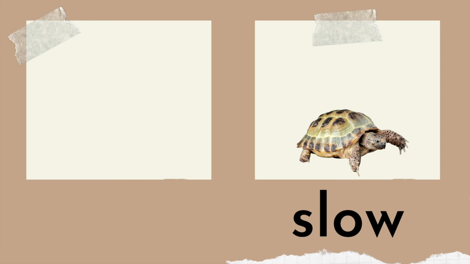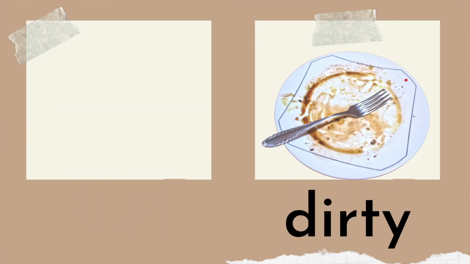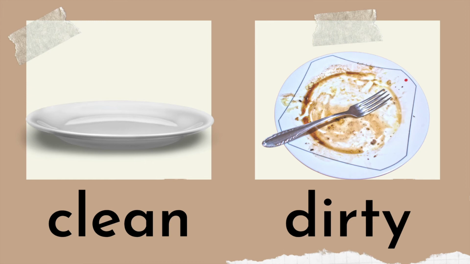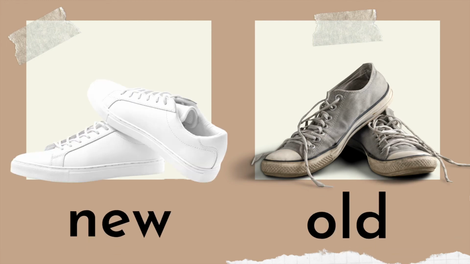What is the opposite of slow? The opposite of slow is fast. What is the opposite of dirty? The opposite of dirty is clean. What is the opposite of old? The opposite of old is new.